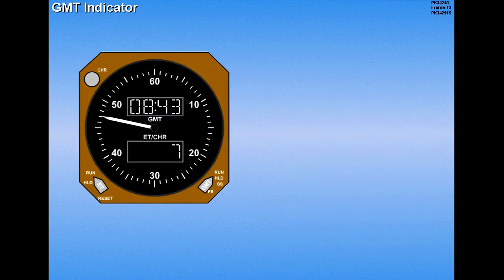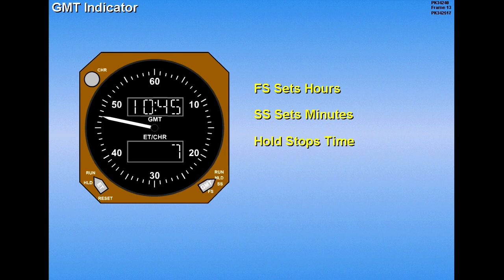The GMT indicator is set by selecting the GMT selector to fast slew, which will advance the hours. Selecting slow slew will advance the minutes. Selecting hold stops the GMT indicator time, and selecting run starts the indicator counting in hours and minutes.